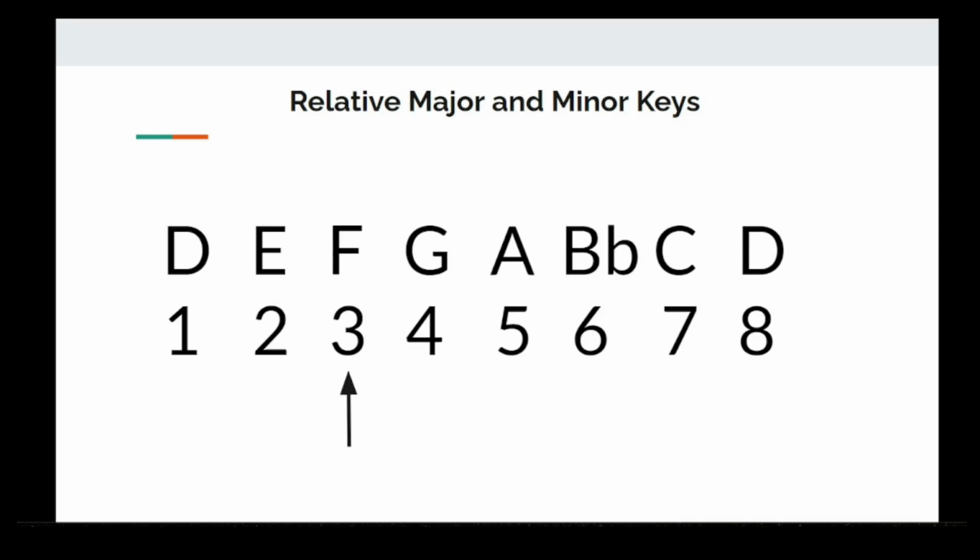When going from minor to major, go to the 3rd scale degree of the minor key. That pitch will be your relative major key tonic pitch. For example, in the key of D minor, the 3rd scale degree would be the pitch F. So, the relative major of D minor would be F major.